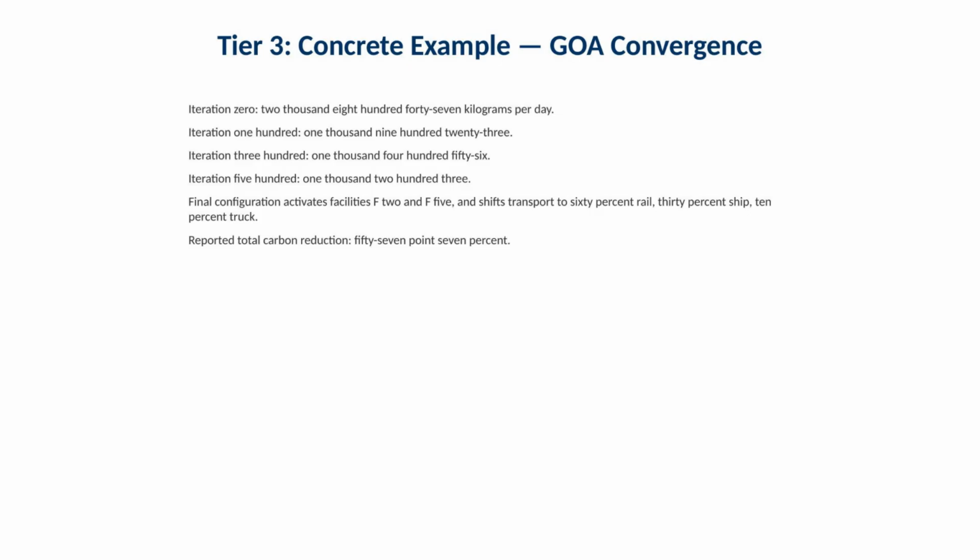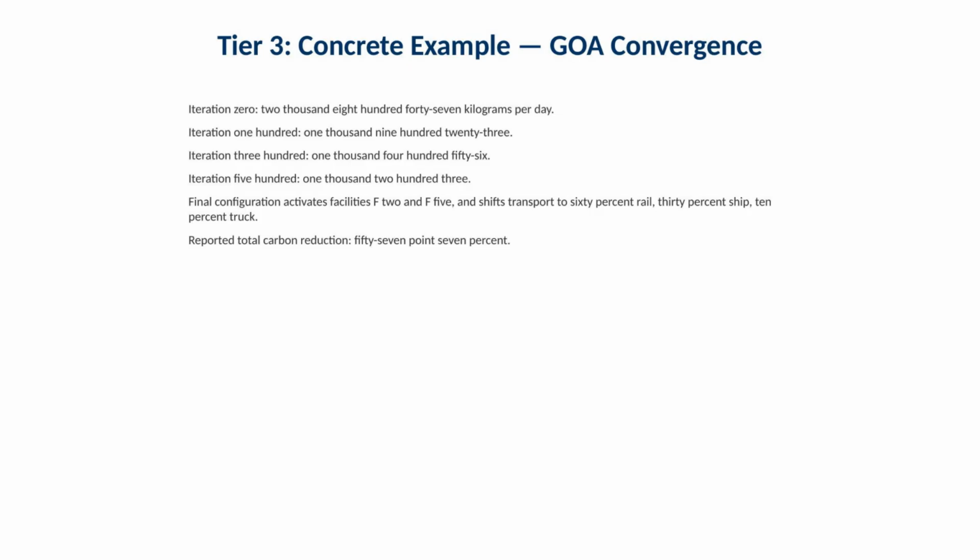In the reported example, initial random emissions are 2,847 kilograms of carbon dioxide equivalent per day. By iteration 100, the solution improves to 1,923. By iteration 300, it reaches 1,456. By iteration 500, it reaches 1,203.